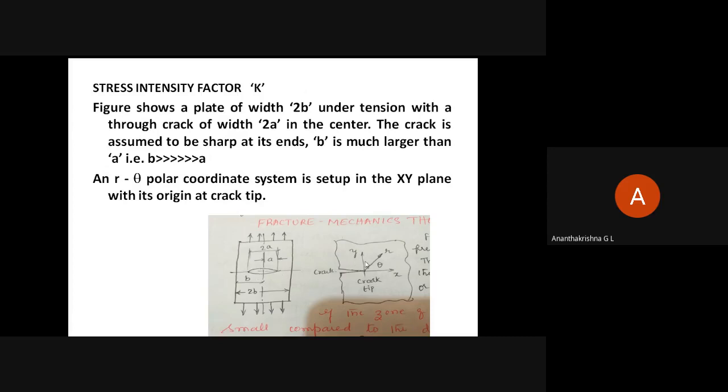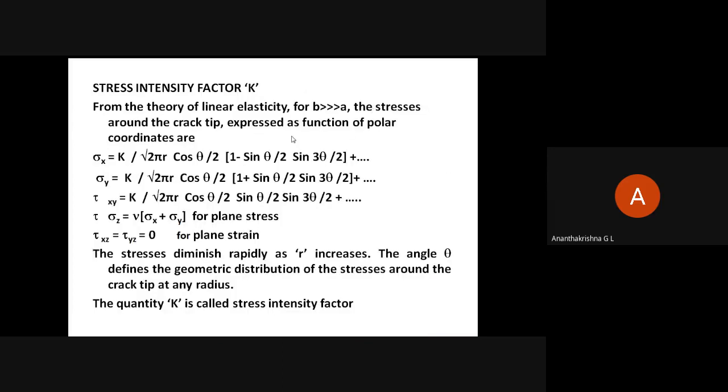So essentially we have taken a large plate with a very small crack. At the crack tip, in the xy plane, we have set up a polar coordinate system in the form of r and theta, and the stresses are expressed as a function of these polar coordinates. This is the equation for the stresses in x, y, and the shear stress, and also for plane stress and plane strain. Please note down these equations into your notebook. This is tau xy.